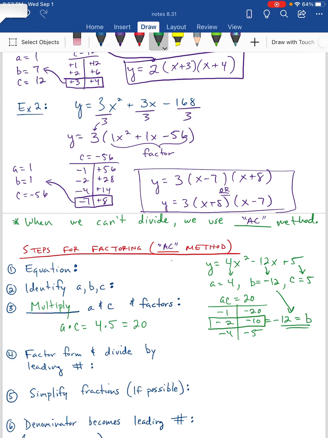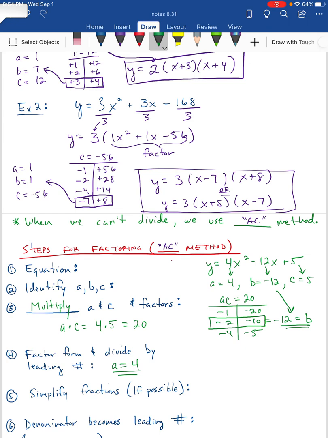Now the following step is different. We are going to write it in factored form, just like we would have our final answer in the examples that we did yesterday. But we are going to divide by that leading coefficient, by our leading number. Our leading number in this equation was a equal to 4. So both of your factors are going to end up being divided by 4.